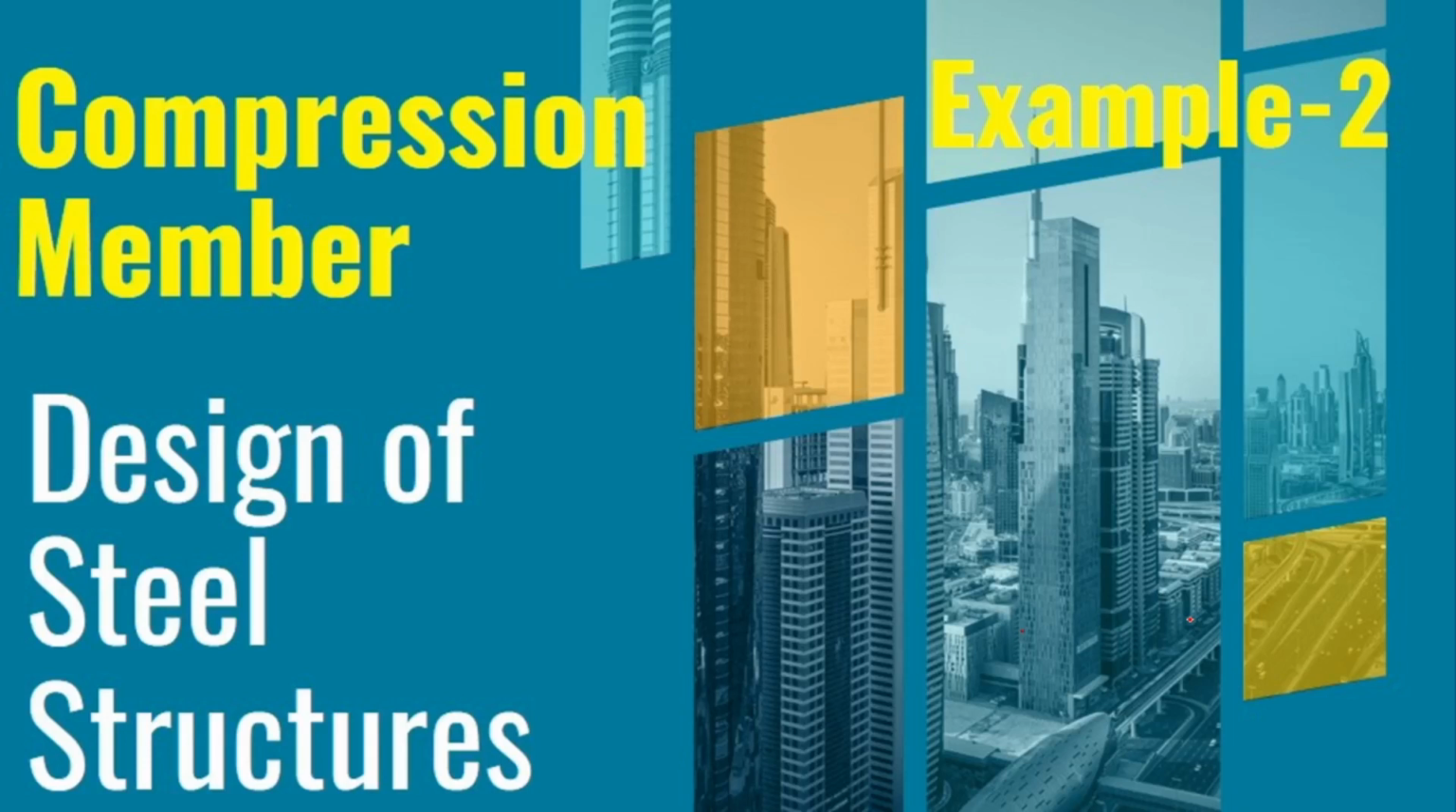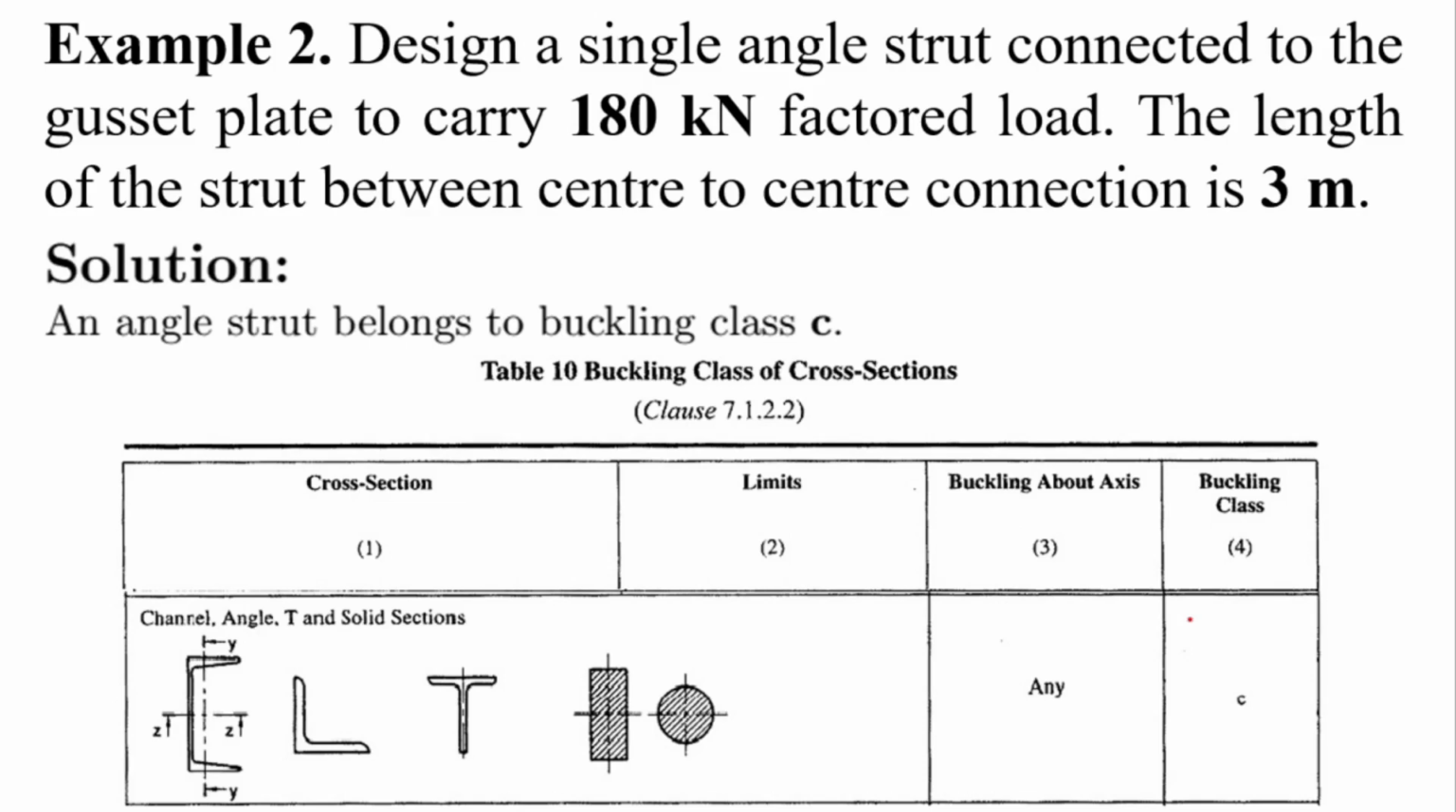In this lecture, we are going to discuss compression members. So here we are going to start example 2. The given example number 2: Design a single angle strut connected to the gusset plate to carry 180 kN factored load. The length of the strut between center to center connection is 3 meter. So let's start the solution part.